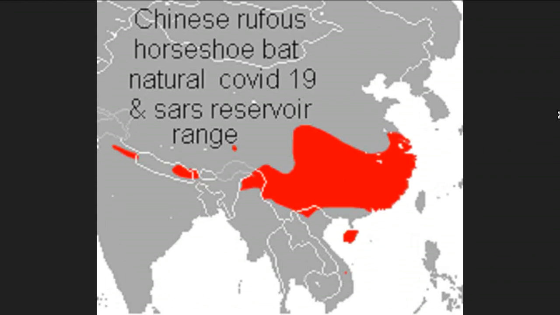And this is the Chinese Rufous horseshoe bat, natural COVID-19 and SARS reservoir. And there is its range. And you'll notice these little holes here in these dots. Very significant. Now we're going to look at a bigger map that's supposed to be absolutely accurate, but I want you to pay attention to two things about these maps. They're both accurate, the one now and the next one.